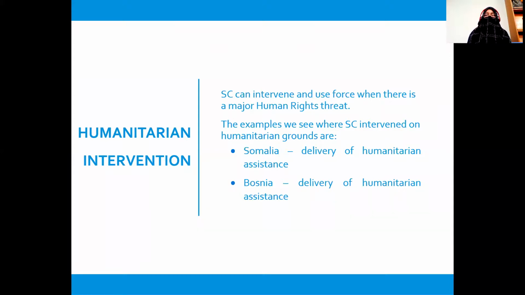The next exception to using force is humanitarian intervention. So when there is a major human rights threat, then the Security Council can intervene and use force in order to stop that threat. The examples in which the Security Council intervened on human rights grounds are Somalia and Bosnia, where they delivered humanitarian assistance.